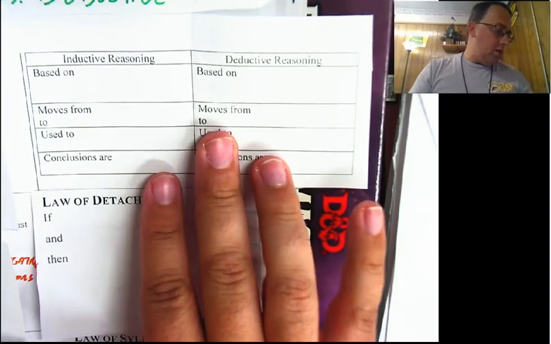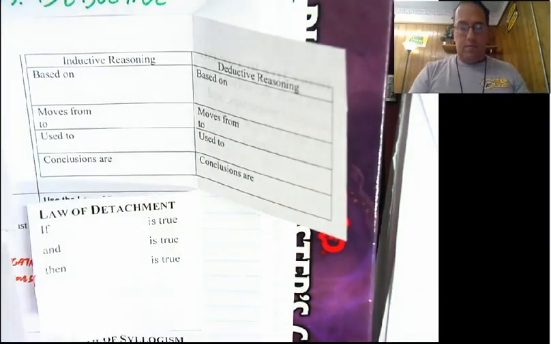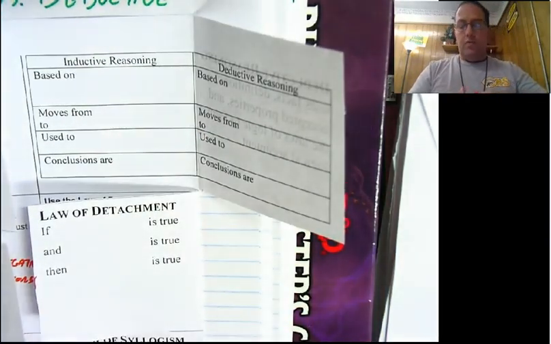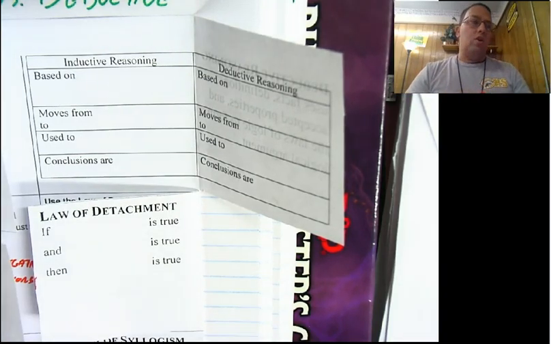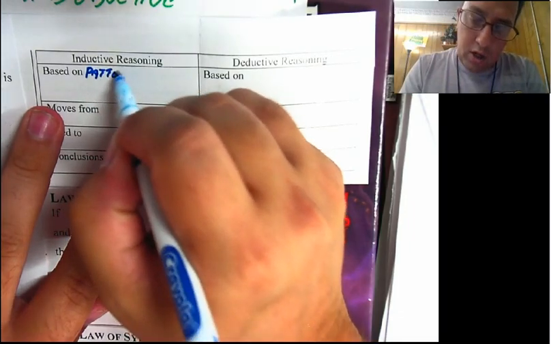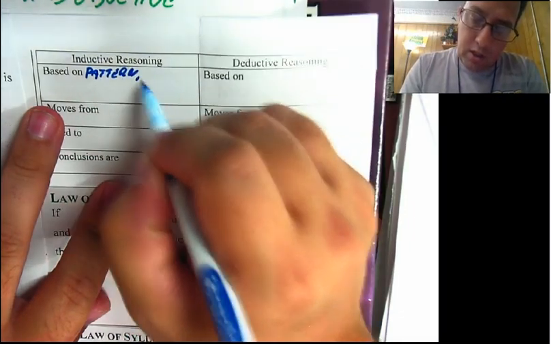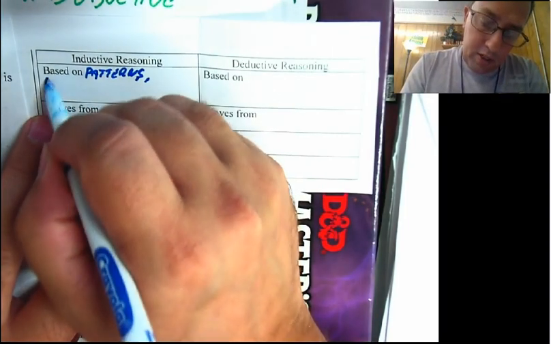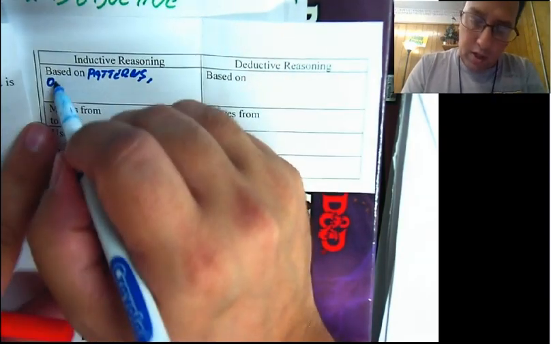So, let's go ahead and fill this out here. Inductive reasoning is based on patterns. It is based on observation. Patterns, observations, like we did over here to make the conjectures.